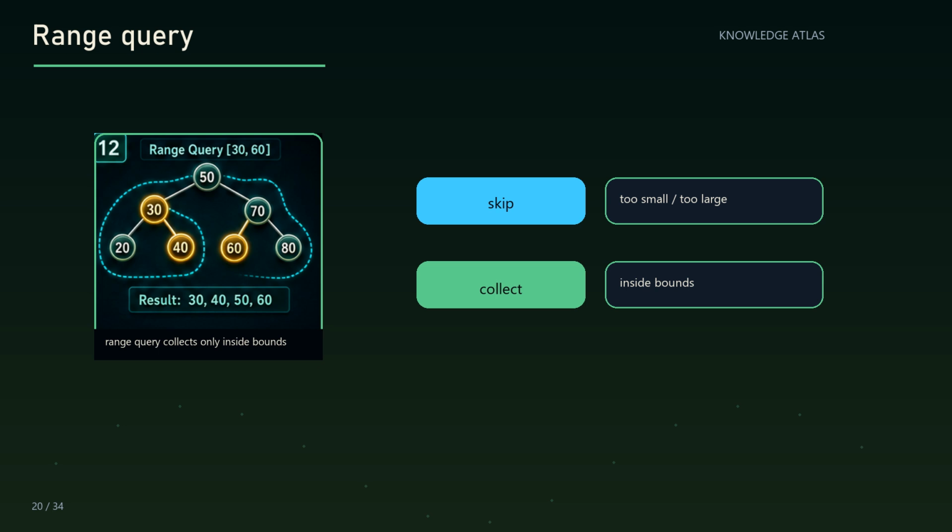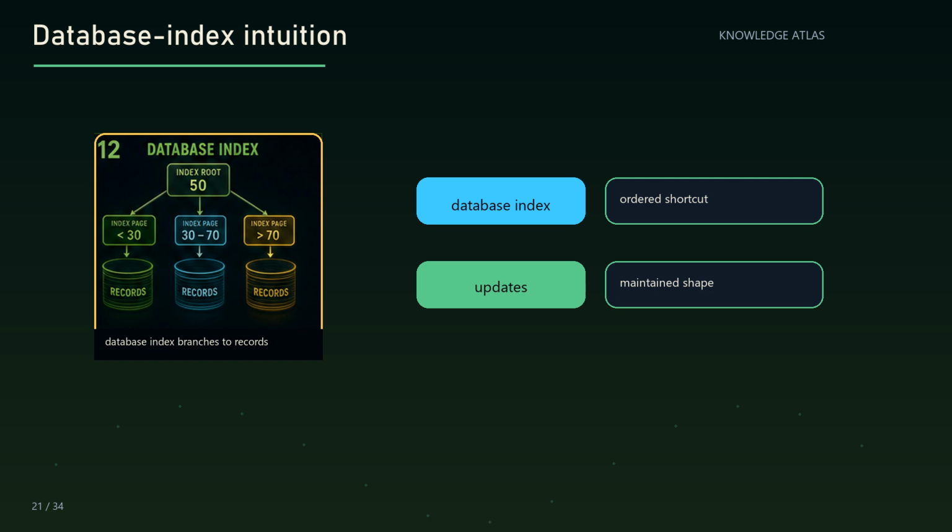For a range query, picture a spotlight on the middle shelves. The tree can skip branches that are entirely too small or too large, follow the boundary paths, and collect only the keys inside the interval. Balance keeps those boundary walks short.